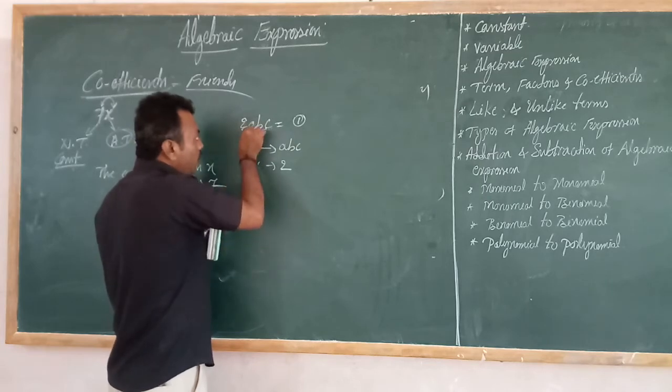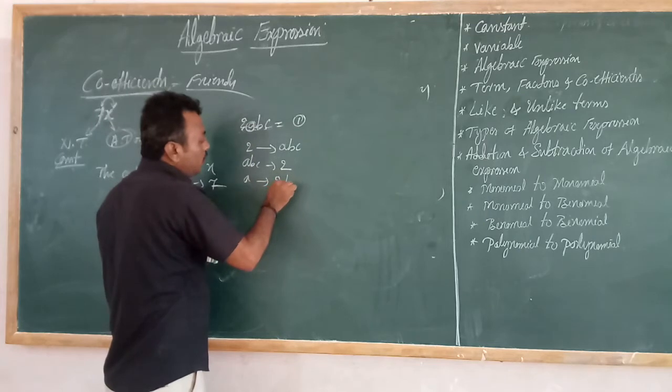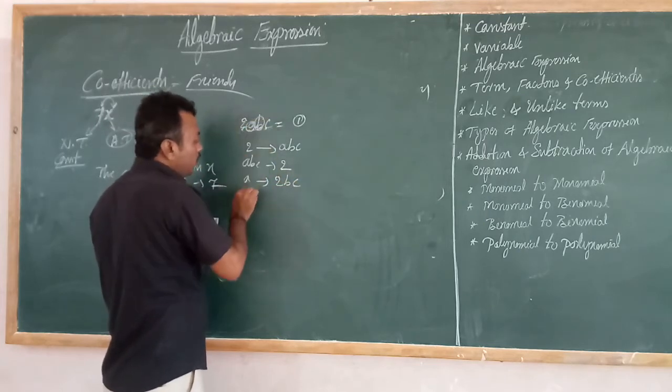What is the coefficient of only a? It is 2bc. What is the coefficient of only b?